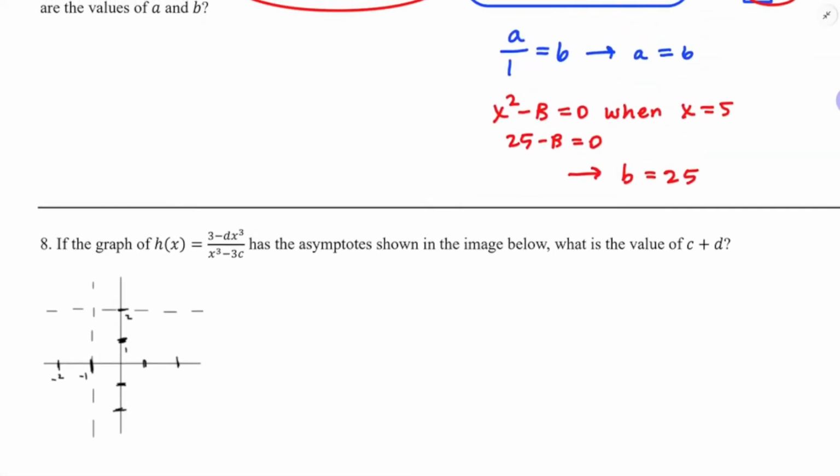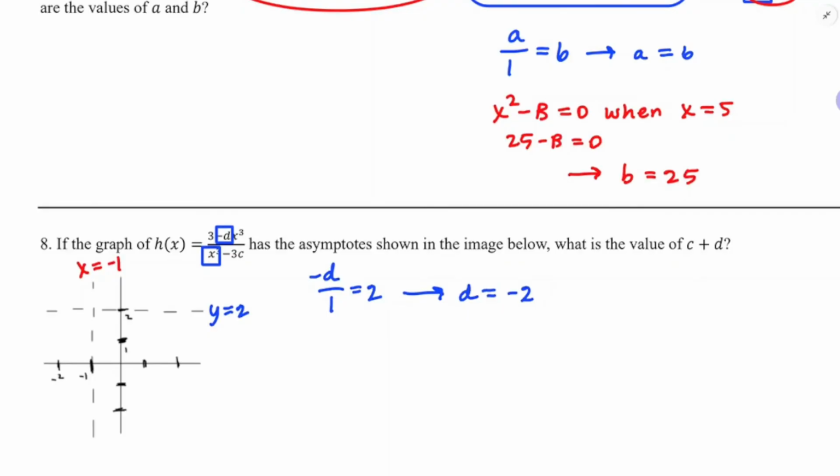So the graph of this function h has the asymptote shown, which I'm going to really emphasize. Y equals 2 is a horizontal asymptote, and x equals -1 is a vertical asymptote. What is the value of c plus d? Okay, well, again, if I'm saying negative dx cubed divided by 1x cubed, let's say, negative d divided by 1 equals 2. That's going to be telling me that d needs to equal -2.